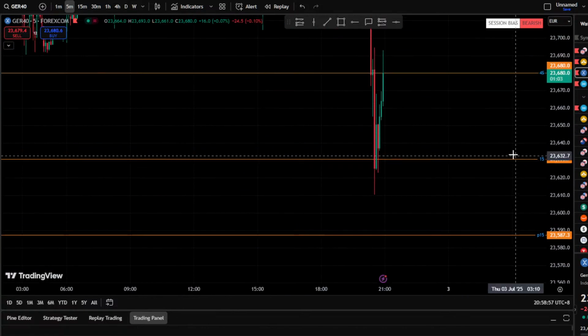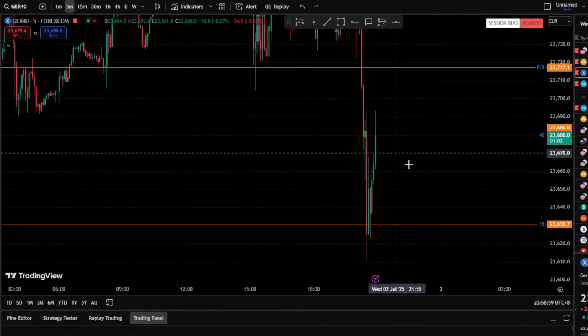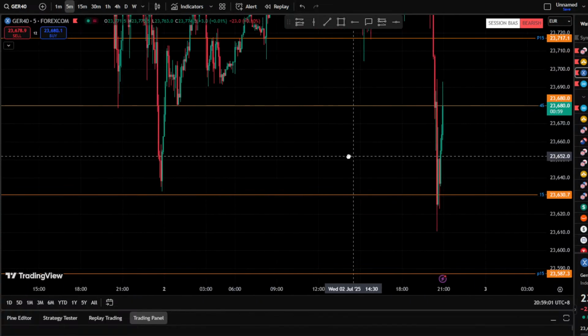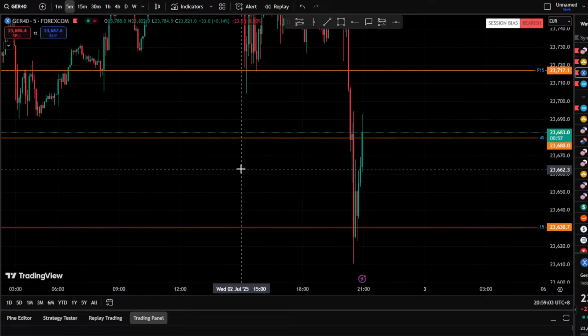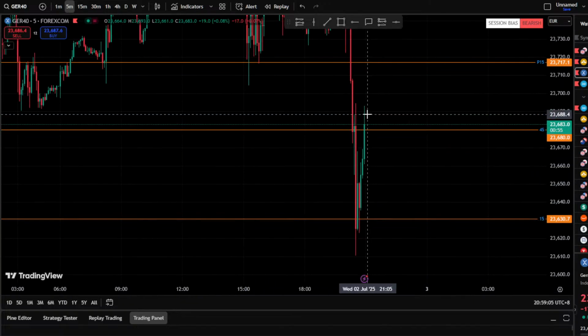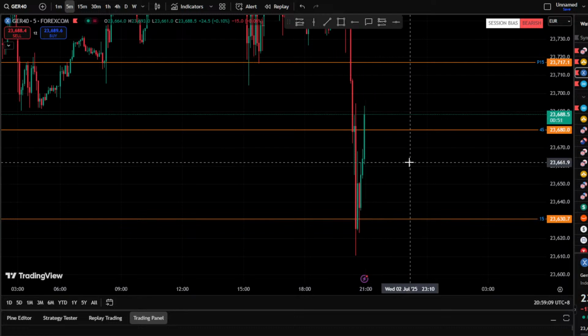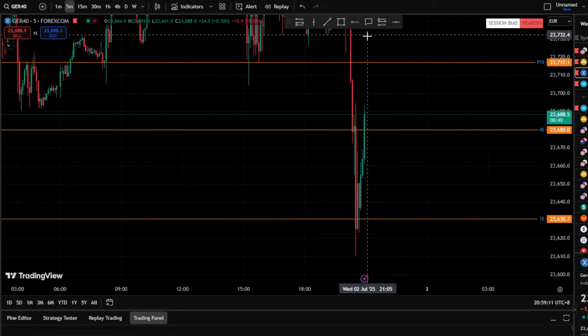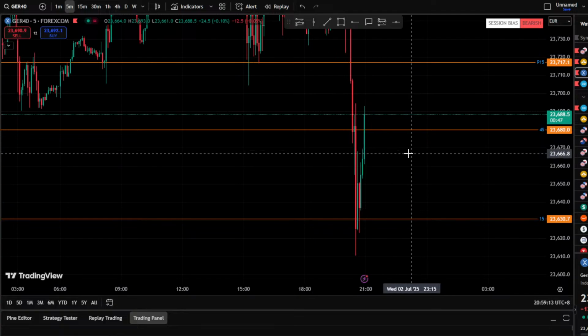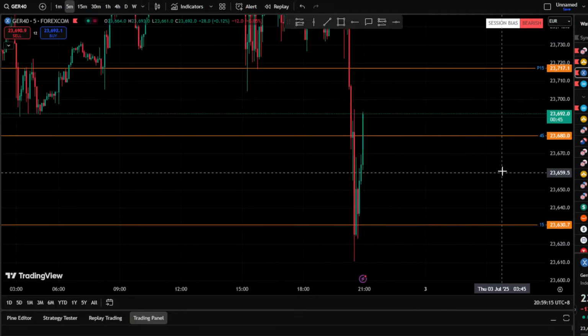Okay, other than that, we are not gonna go counter bias. We're gonna stick to bias. Let's see this 5 minutes. Do a setup 5 structure, break below, and then we can look for shorts.